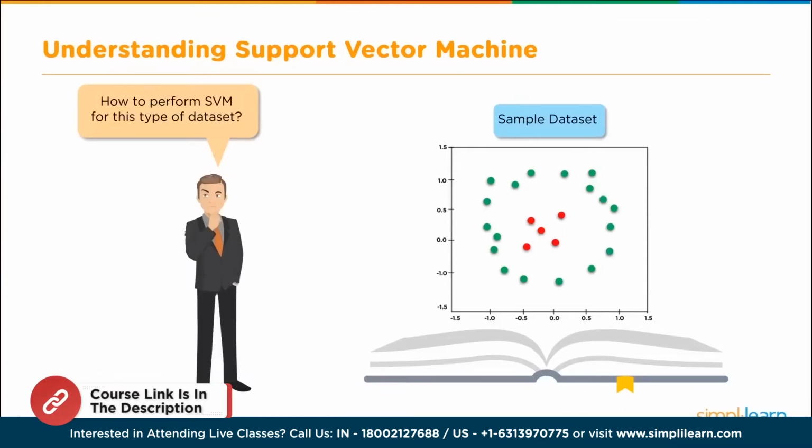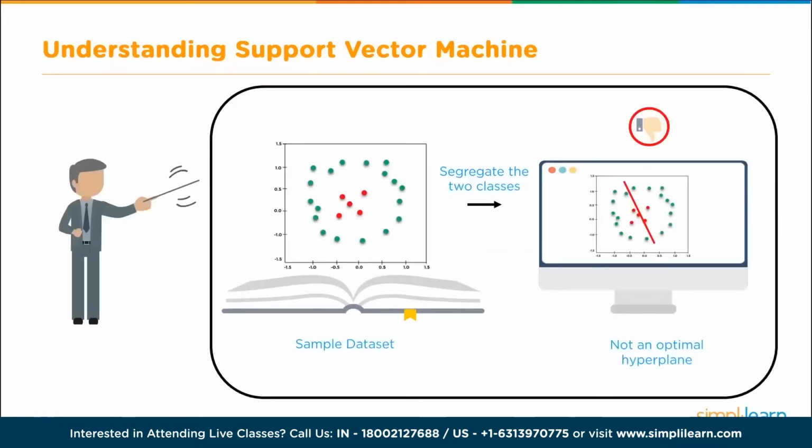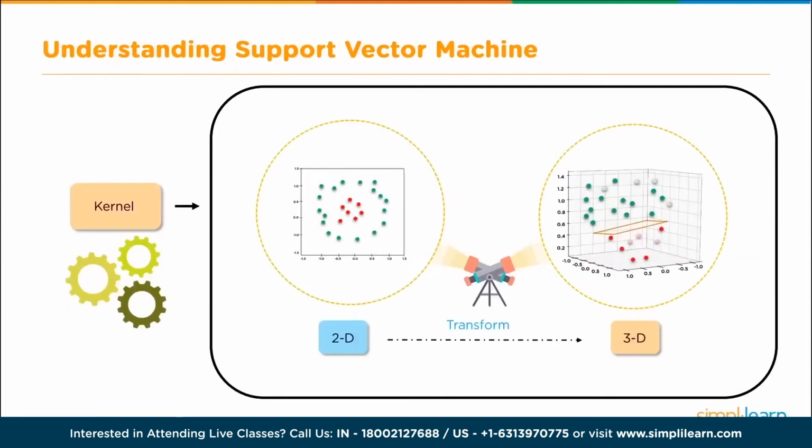Here you can see we have a two-dimensional data set where the data is in the middle surrounded by the green data on the outside. In this case, we're going to segregate the two classes. We have our sample data set, and if you draw a line through, it's obviously not an optimal hyperplane. So to do that, we need to transfer the 2D to a 3D array. And when you translate it into a three-dimensional array using the kernel, you can see where you can place a hyperplane right through it and easily split the data.